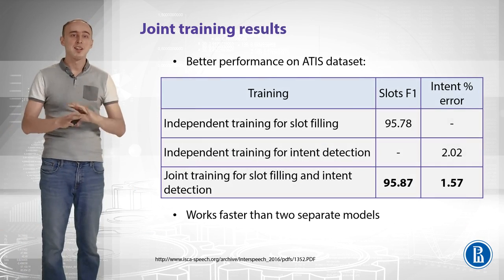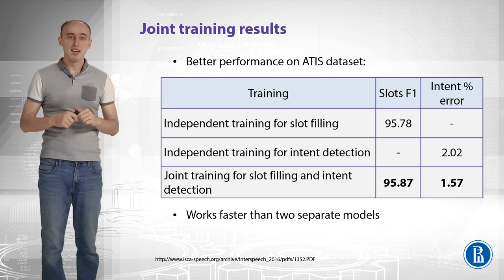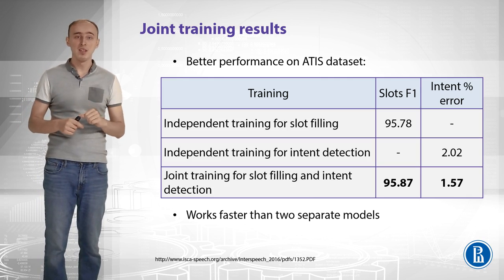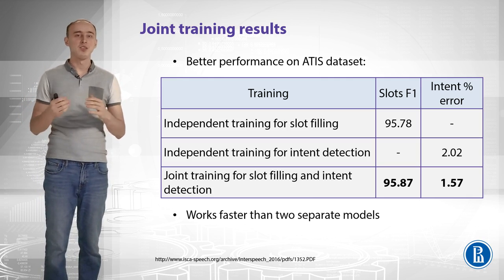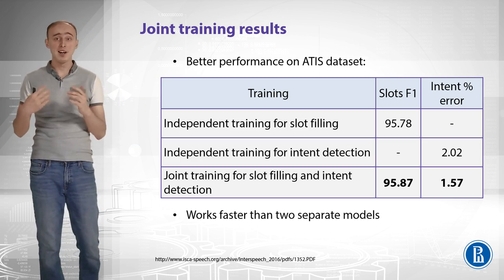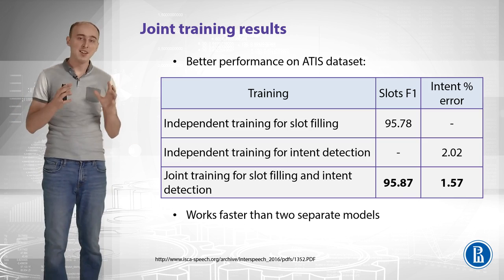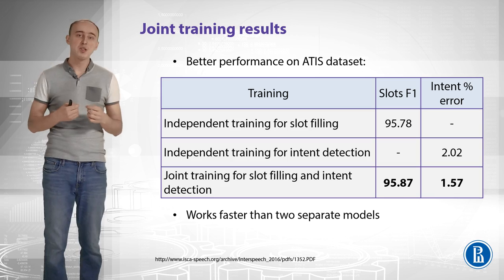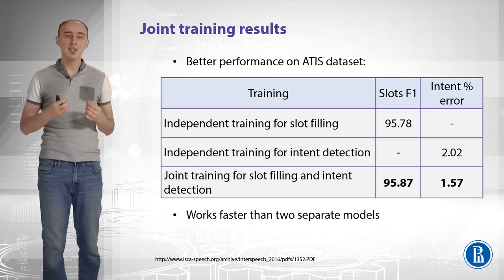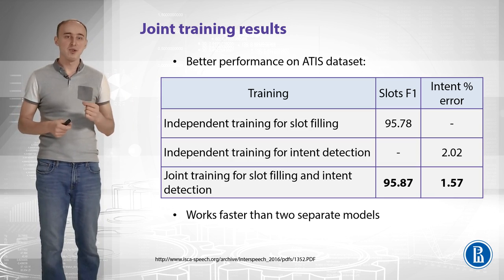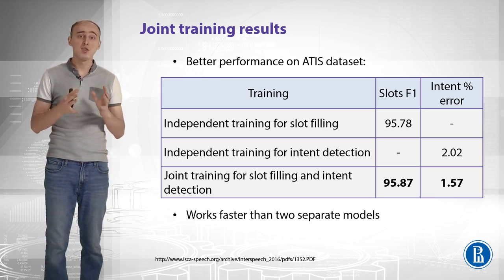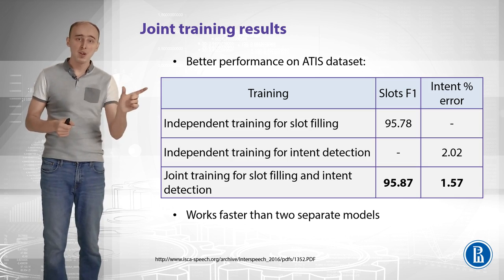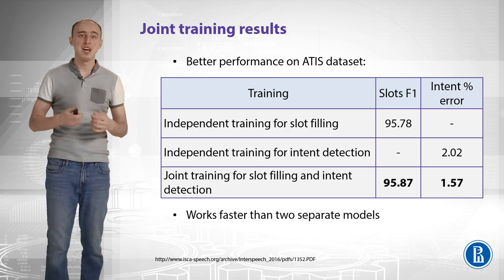Okay, let's look at joint training results on the ATIS dataset. If we train slot filling independently, we have slot F1 of 95.7. And if we train our intent classifier independently, we have an intent error of 2%. But if we train those two tasks jointly using the architecture that we have overviewed, we can get a higher slot F1 and a lower intent error. A good thing also is that this joint model works faster if you use it on a mobile phone or any other embedded system, because you have only one encoder and you reuse that information for two tasks.